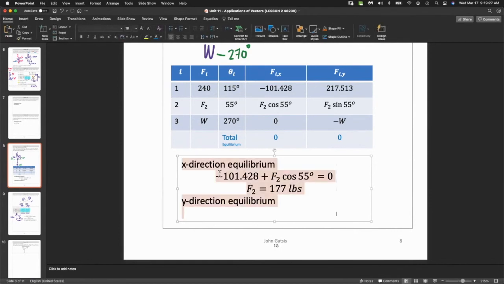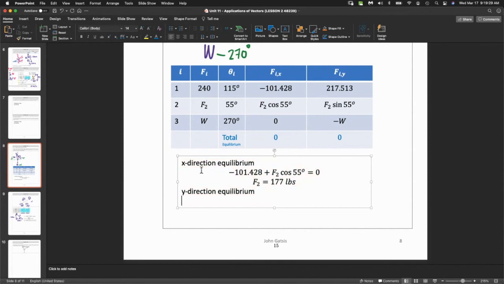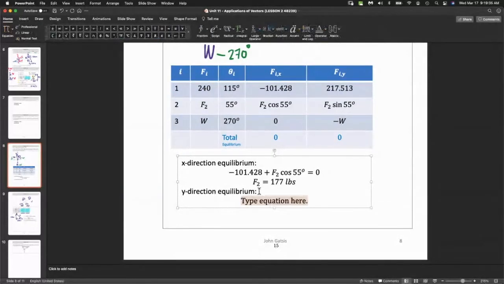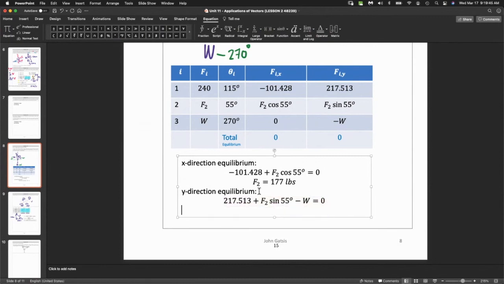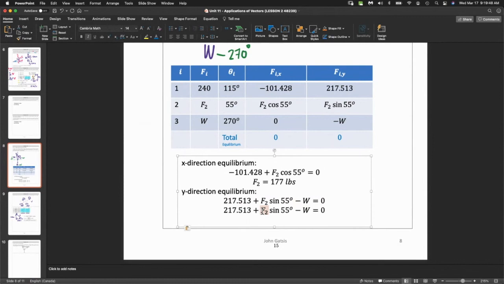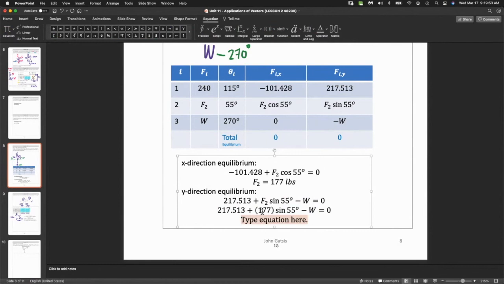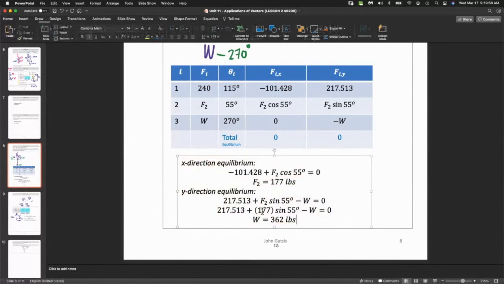And in the y direction, you can do that as well. So you can say that 217.513 plus F2 sine 55 minus W is 0. But you know that F2 is equal to 177 now. And then you can solve for W. I'll leave that for you for homework as an exercise. You should get 362 pounds. And that is pretty much how it goes.